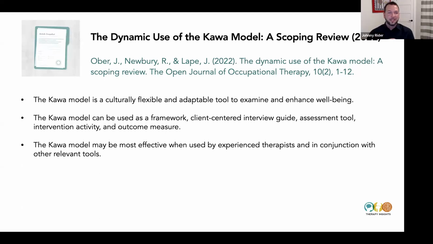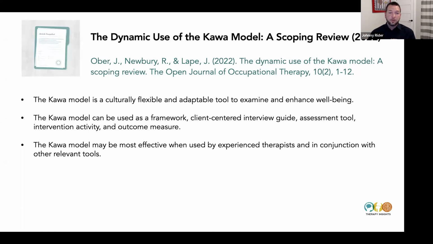Yeah, I'd love to. The Kawa model, as I mentioned, is one of the favorites of a lot of occupational therapy practitioners. But interestingly, if you think about the timeline for our profession, the Kawa model was only developed in the 1990s. So it's relatively young when it comes to our use within occupational therapy, and yet it's gained a lot of popularity because it is so effective, so flexible, so adaptive. And so we wanted to look at a scoping review to see, in the last 30 years, how have we been using this?